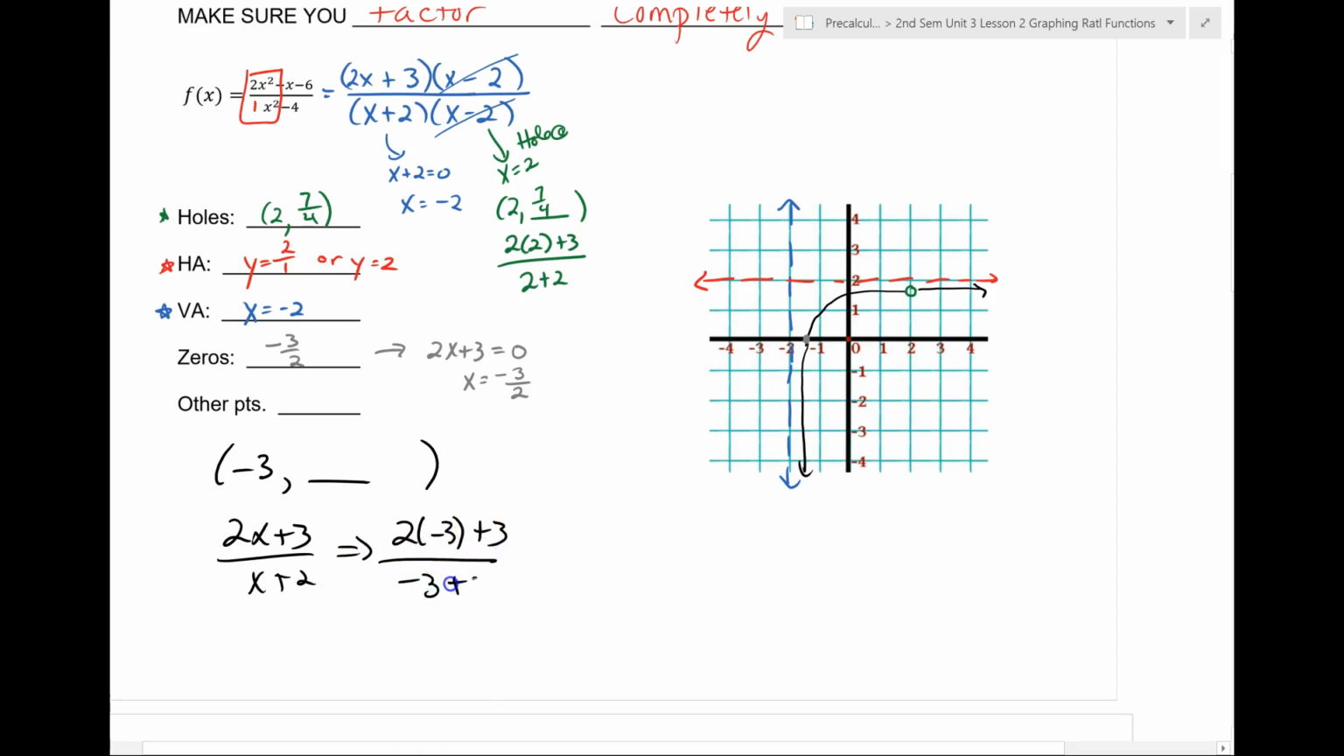So I got negative 3 plus 2 on the bottom. On top, negative 6 plus 3 is negative 3, over a negative 1, which gives you what? 3? Negative divided by negative is positive, right? So my other point is at negative 3, 3, which means I'm up here.